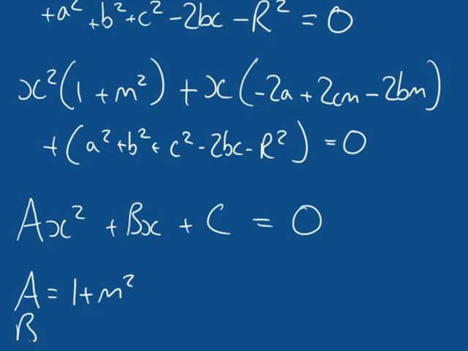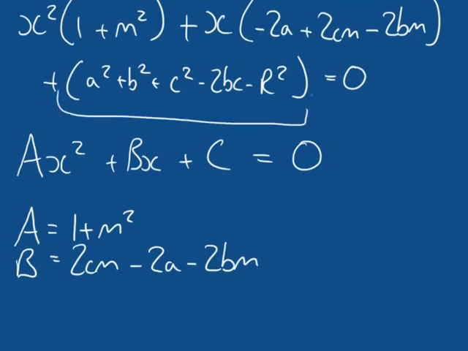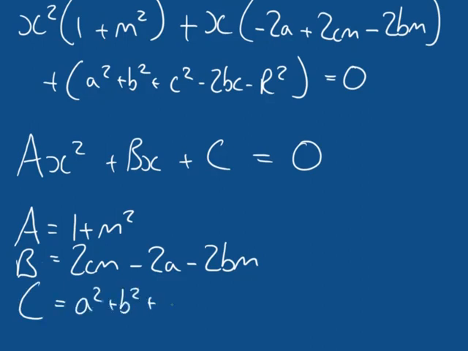We have B times x, where B is going to be equal to this bracket here. So B is equal to, I'm actually going to write our positive 2cm first. So 2cm minus 2a minus 2bm. And then C is this constant term here. So C is equal to a squared plus b squared plus c squared minus 2bc minus r squared.